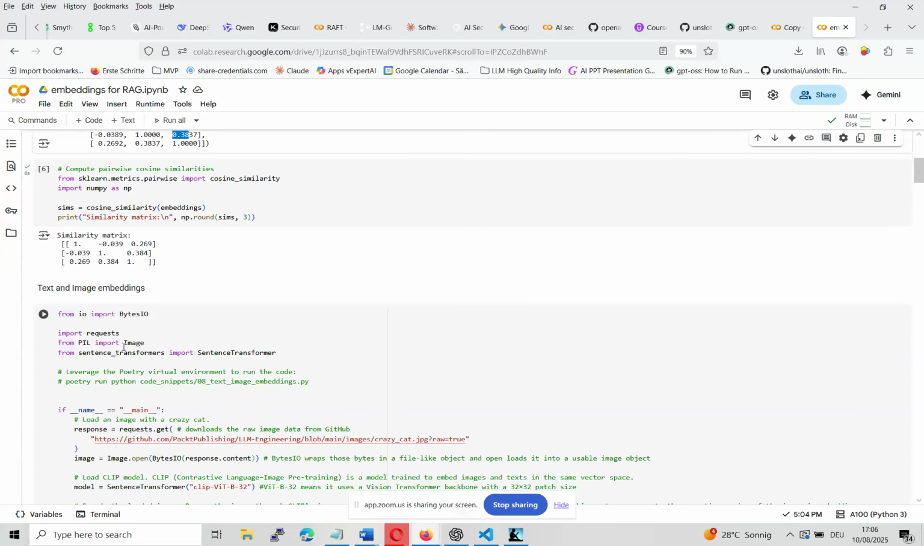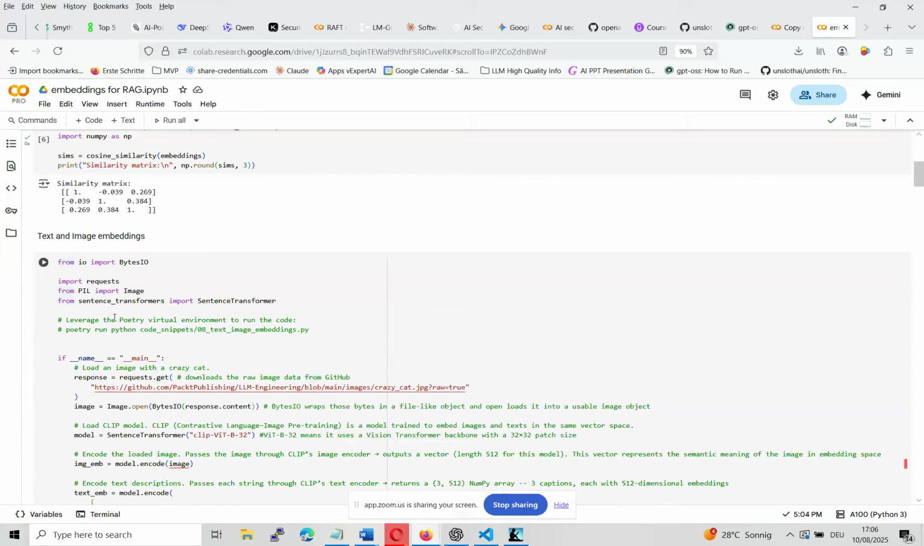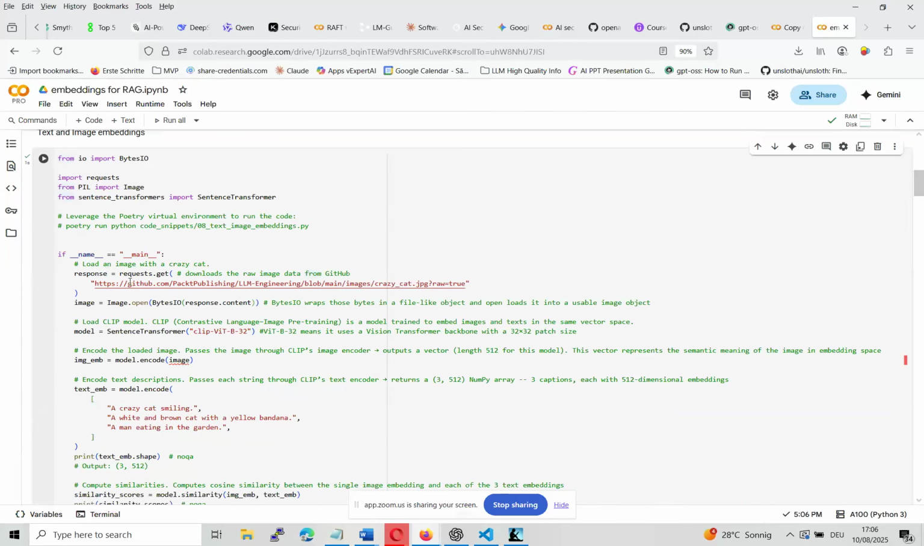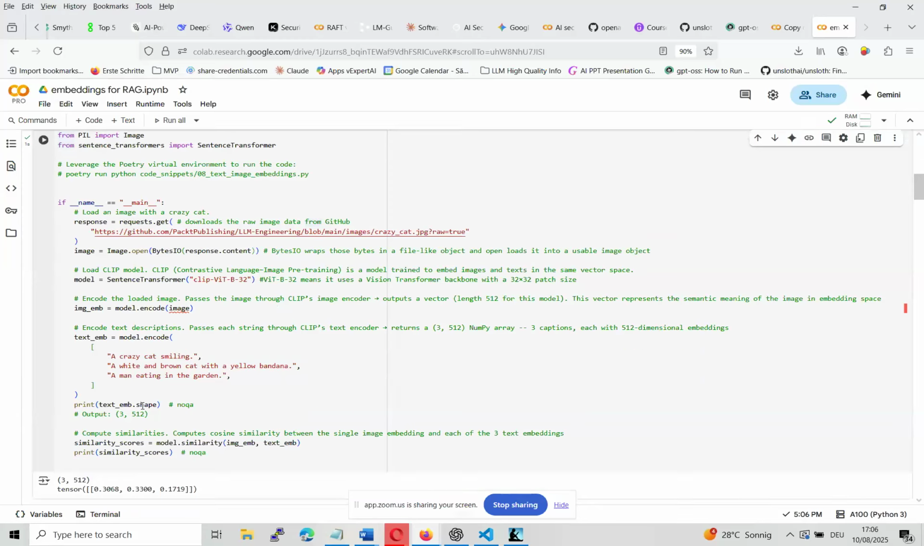Now for the text, original code from the authors. If we run the code, here is a cat, and we want to see, first we need to embed this picture, and then see what the similarity is with these three sentences: a crazy cat smiling, a white and brown cat with yellow bandana, and a man eating in the garden.